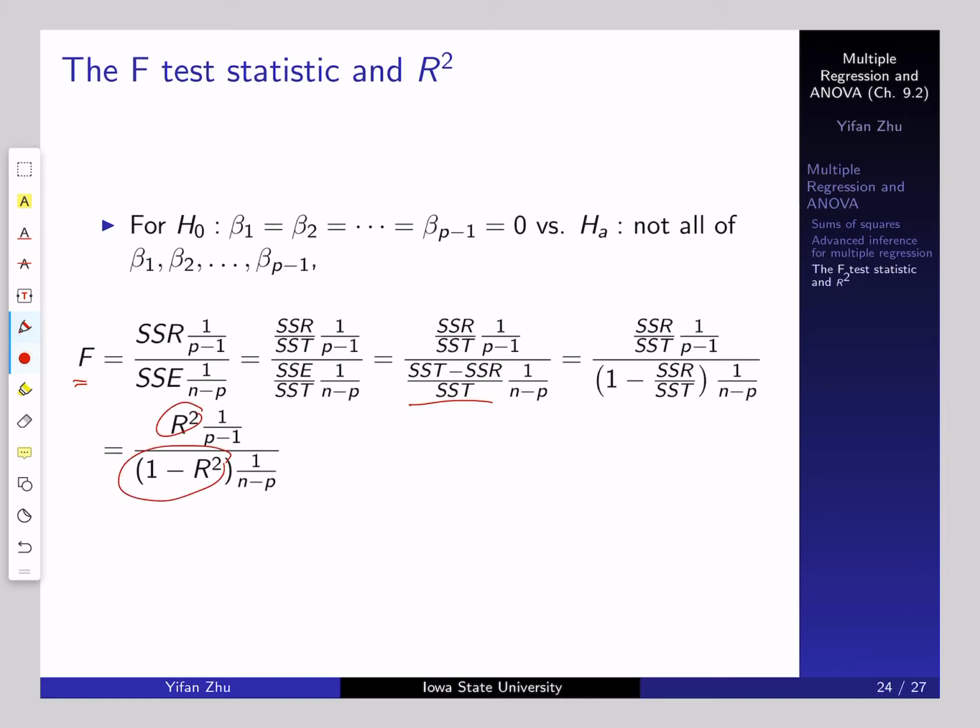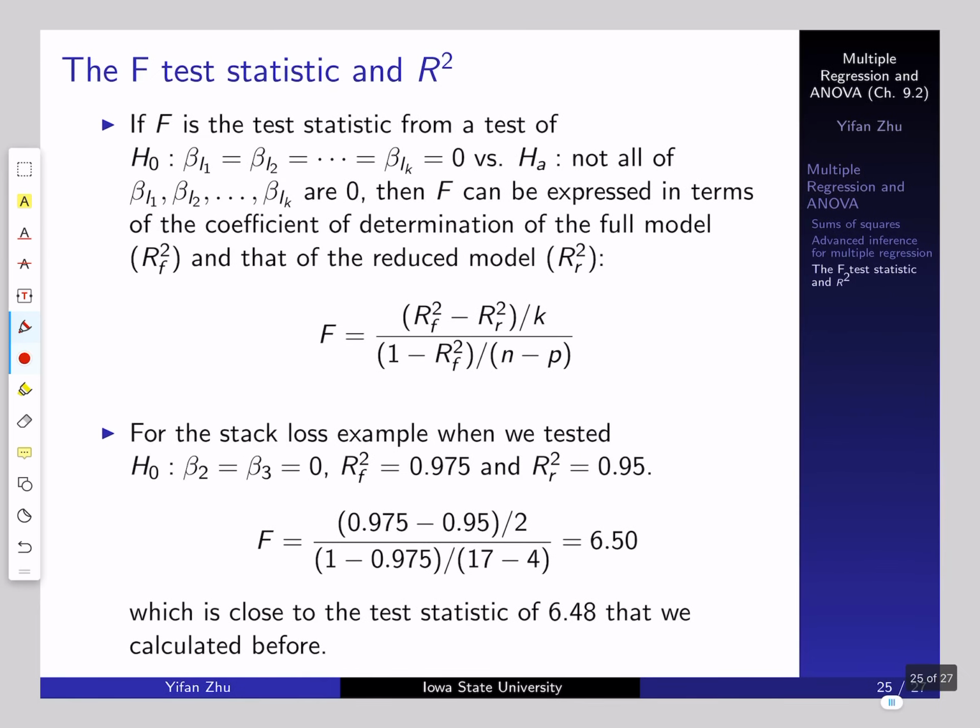Okay, then you get this formula. And the same for the test for the full model and a nested reduced model. We have the test statistic can be calculated using the R squared of the full model and the reduced model. So it's R squared of the full model minus R squared of the reduced model over K, divided by 1 minus R squared of the full model over N minus P.